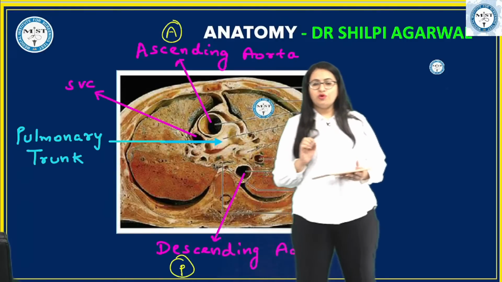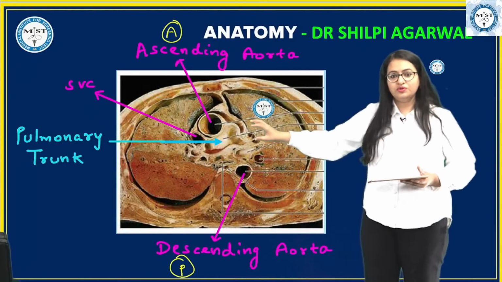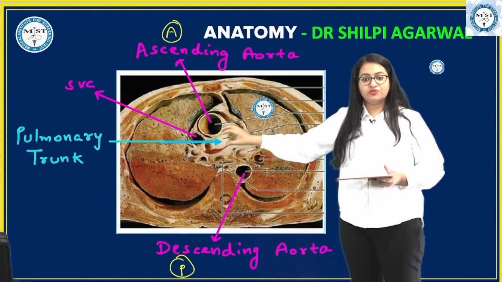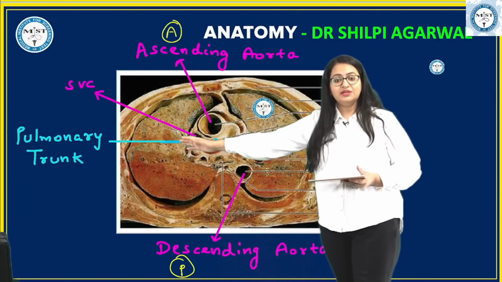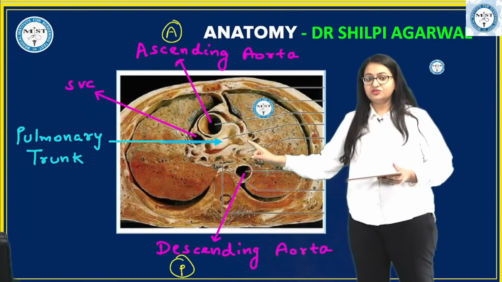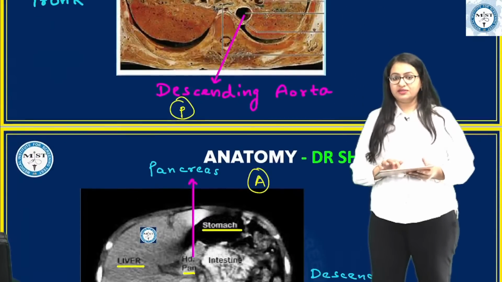And very, very important, between these structures, you can see an irregular section over here. This is the location of the pulmonary trunk. Very, very important. Pulmonary trunk. You should be able to identify them.